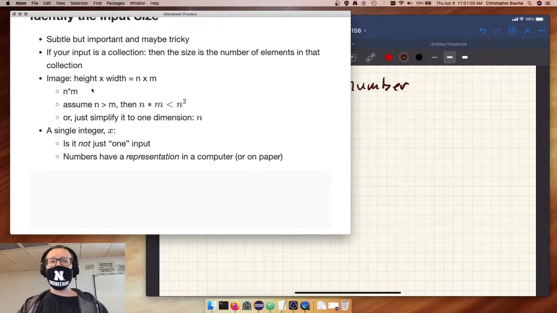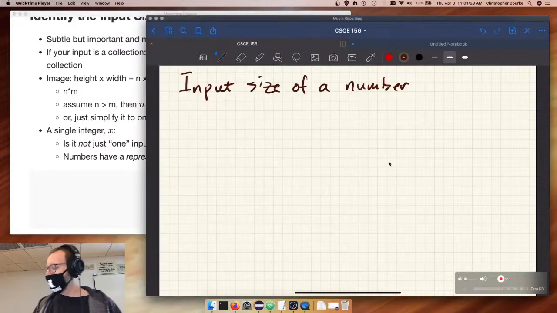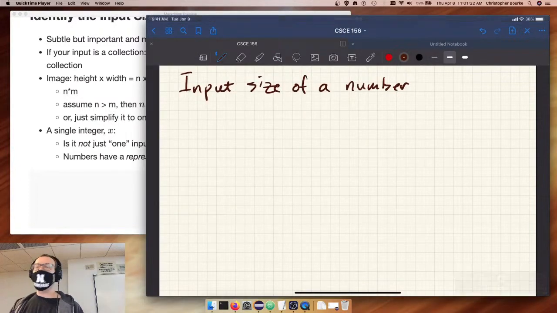But then we stopped off with a single integer, x. So if I've got a single integer, x, is there just one input? No, right? Numbers have a representation in a computer, and you need to be able to quantify that representation. So what's the input size of a number, x?